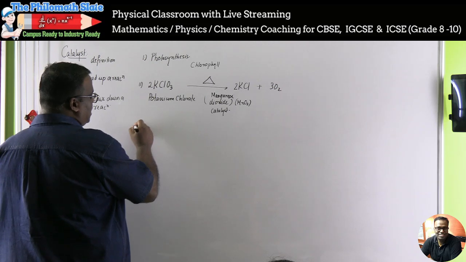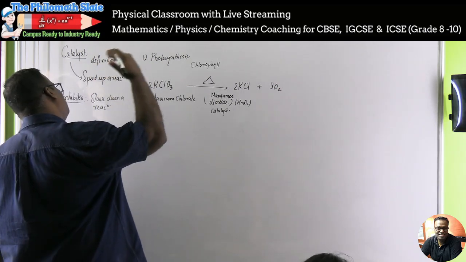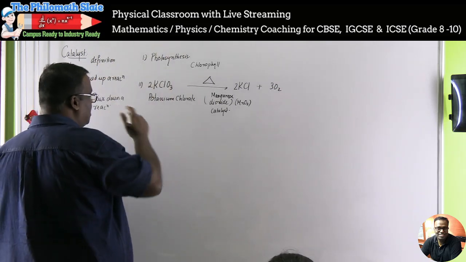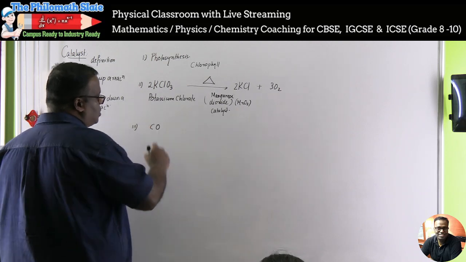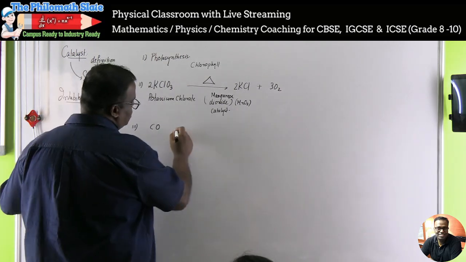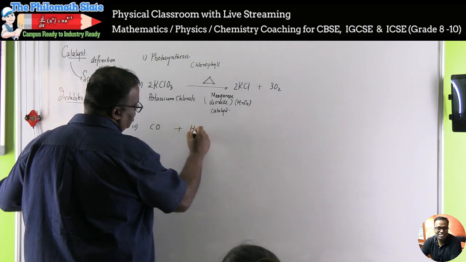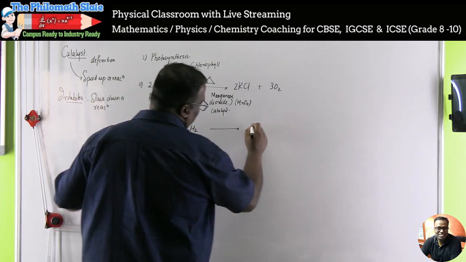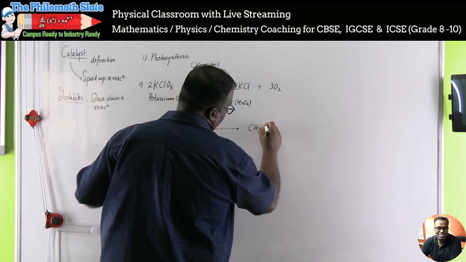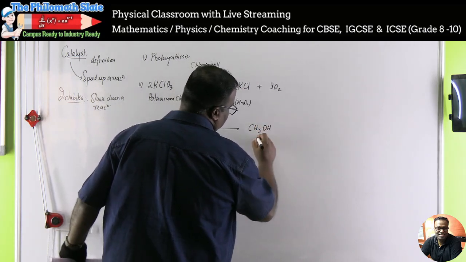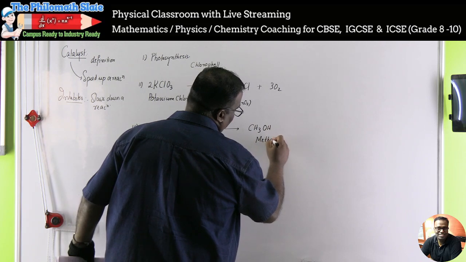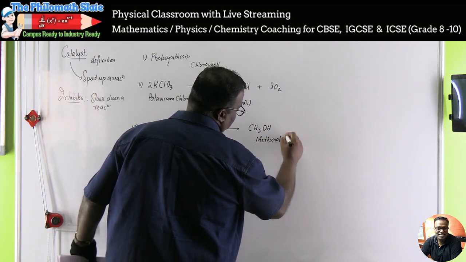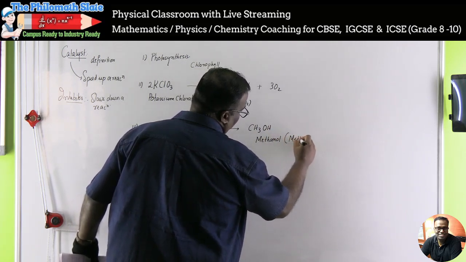Methanol preparation. Again, you will find this reaction when you go to carbon and its compounds and you study about alcohol. Carbon monoxide, CO, reacts with hydrogen and it forms methanol. Methanol formula is CH3OH. This is methanol, also known as methyl alcohol.